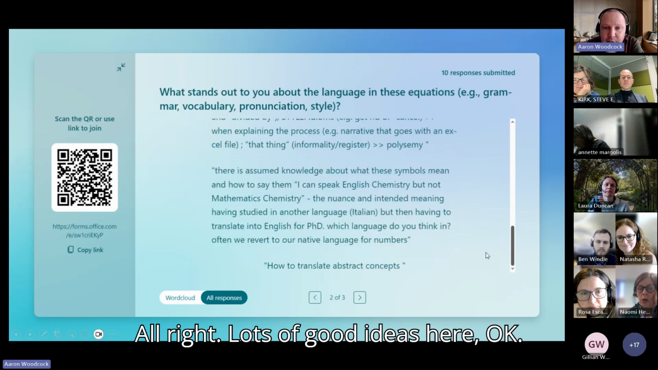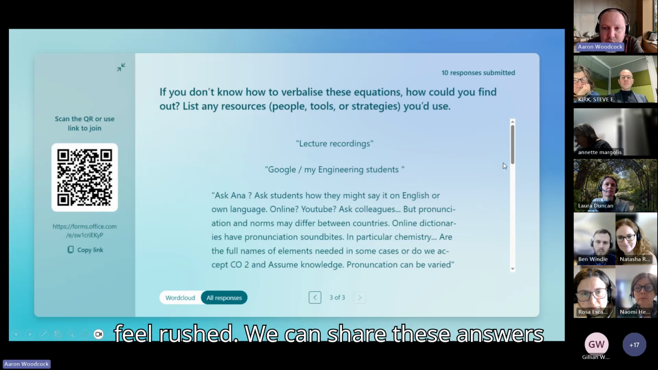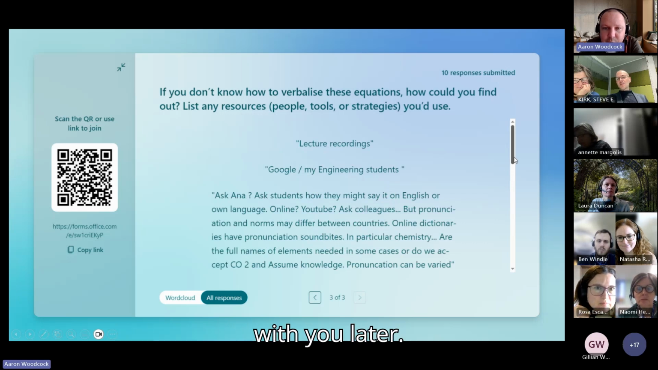All right, lots of good ideas here. Okay, I'm just conscious of time, so apologies if you feel rushed. We can share these answers with you later.